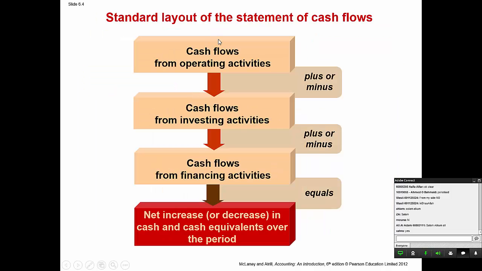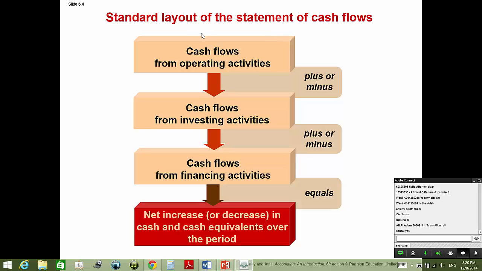This is the standard layout of the statement of cash flow. We have three components in the statement of cash flow. First, the cash flow from operating activities, then cash flows from investing activities, and finally cash flows from financing activities, and we will discuss each one of them. But here, by adding the cash flow from operating activities to the cash flow from investing activities and cash flow from financing activities, we will have what we call the net increase or decrease in cash and cash equivalent, or liquidity.